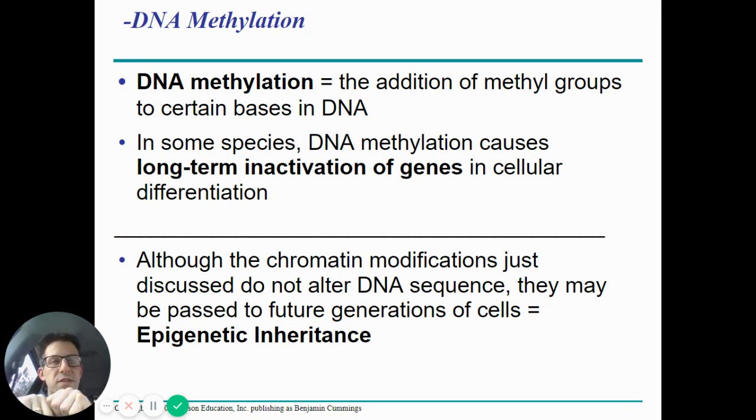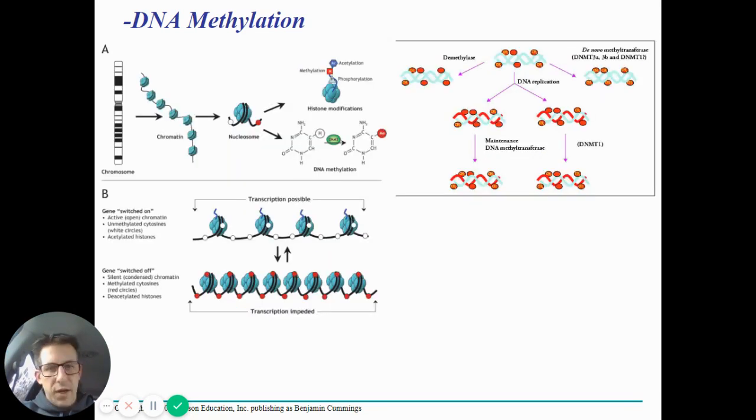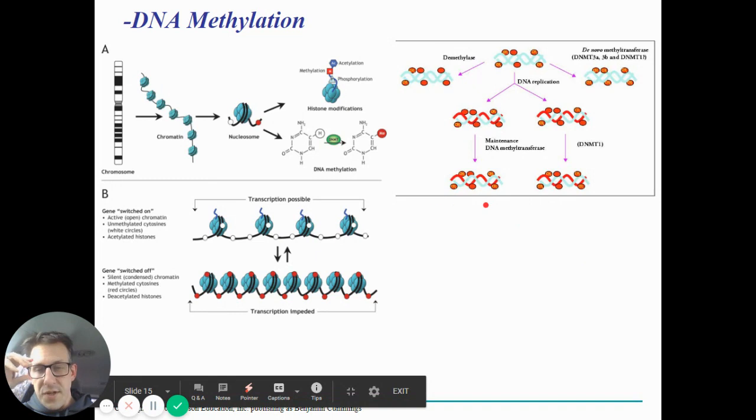Now, in some species, the methylation can cause long-term inactivation of genes, and this leads to something known as epigenetic inheritance. And I've mentioned epigenetic inheritance before. Your DNA can actually pass down DNA methylation to the next generation. And so you don't oftentimes get that type of thing passed down in generations, or we hadn't known about it before.